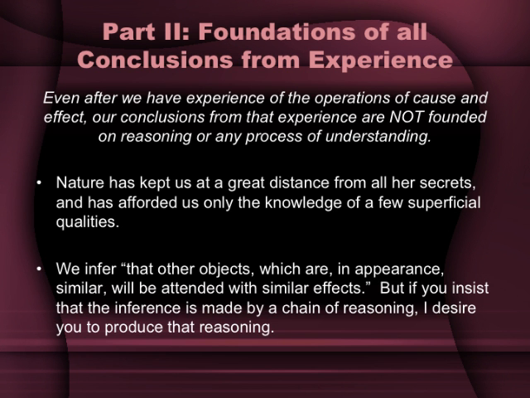"But if you insist that the inference is made by a chain of reasoning, I desire you to produce that reasoning." So first he's going after reason, and then he'll talk about experience, but the constant conjunction of events. If you insist that an inference is made by a chain of reason, he desires you to produce that reasoning. What type of reasoning can you come to the table with that is strong enough to discover this causal chain?